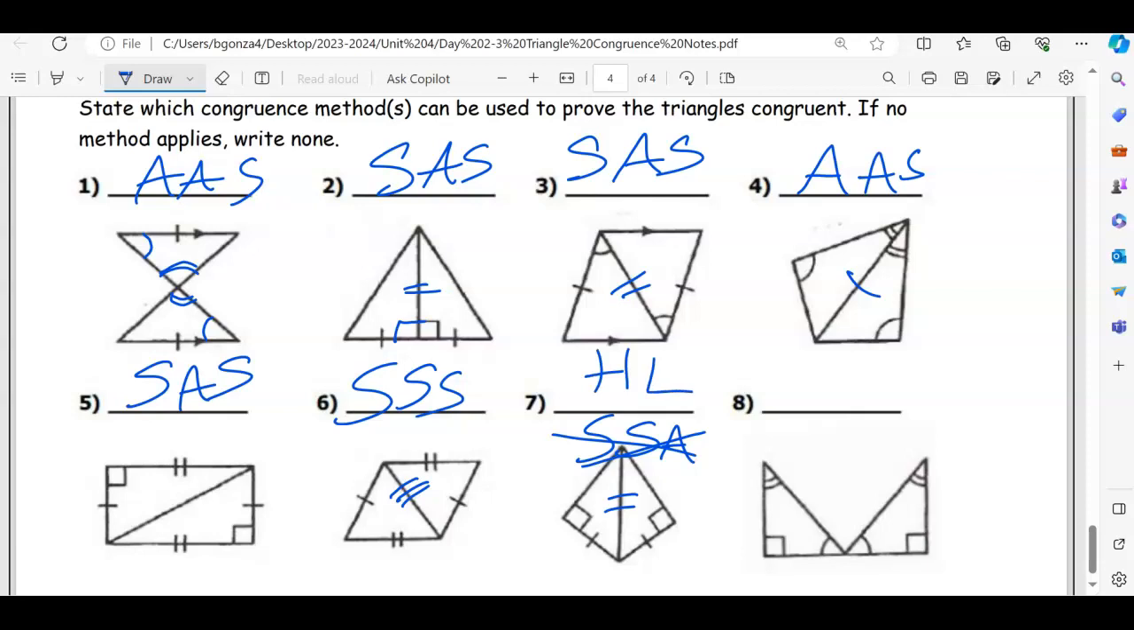And then 8, last one. What are these 3 things? What are the 3 things? Angle, angle, angle. There's just 3 angles labeled, right? We said no battery, no AAA. Okay. So if you have nothing, you put none. It does say that in the instructions here. So I know you would have thought it's AAA, but AAA is not okay. So you put none. Okay.